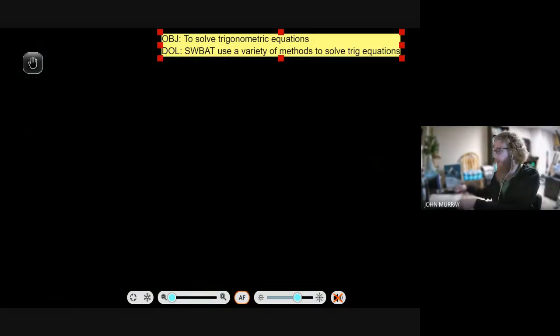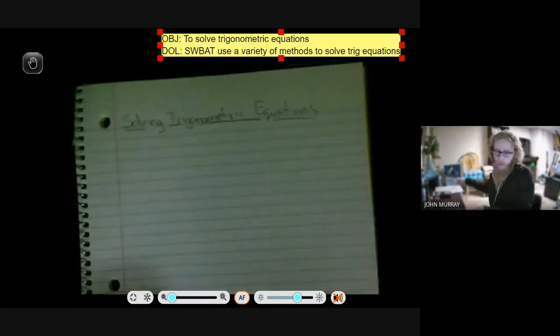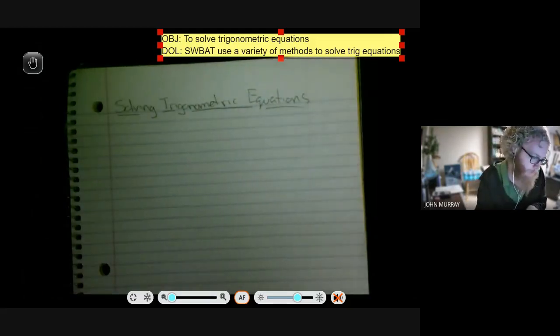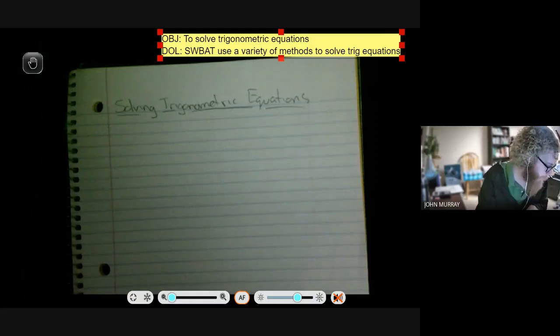Okay? All right, so let's look. We got a few more different examples, and then we can be done with this part of solving. We did the squaring.